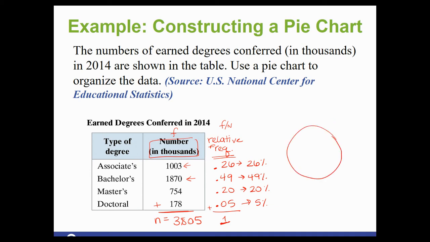So to make a quick sketch, I always start by putting the biggest one on there. So 49%, that's almost the full half, so a little less than a full half. That is going to be our bachelor's category. I would mark it 49%. The next biggest chunk is 26, so that's like a quarter of it, maybe a little bit more. That would be our associates. That's 26. And then just divide up that little last bit into our 20%, which is our master's, and then the 5% left for our doctoral.